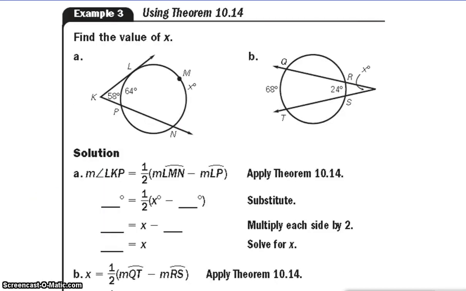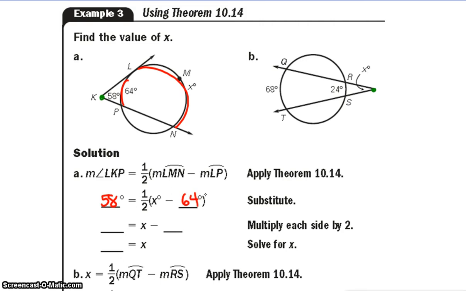Alright, now in the case where the vertex appears outside of the circle, we know that we need to subtract. So in the first problem, I know the angle is 58 degrees. So what I need to do is the big arc minus the little arc equals 58 degrees. So the angle is 58 degrees, 1/2 of the big arc, which is X, minus 64.